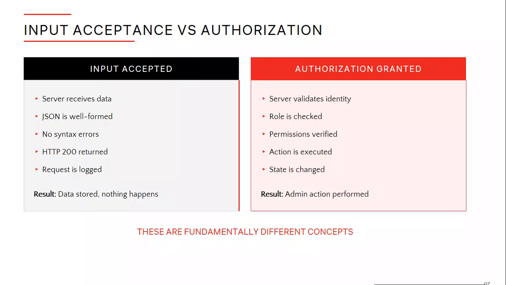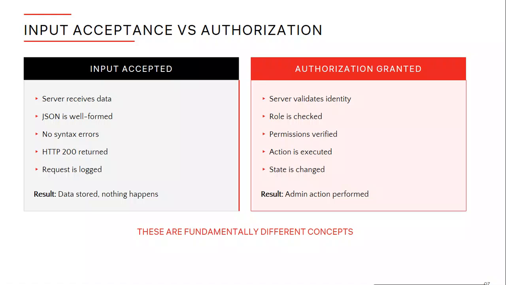These are the differences. This is not good and bad. These are just the differences between an input accepted and authorization granted. When an input is accepted, the server receives the data, the JSON is well formed with no syntax errors, and the HTTP 200 response is logged. The result is that the data is stored in the server, but nothing happens. It's not processing it.